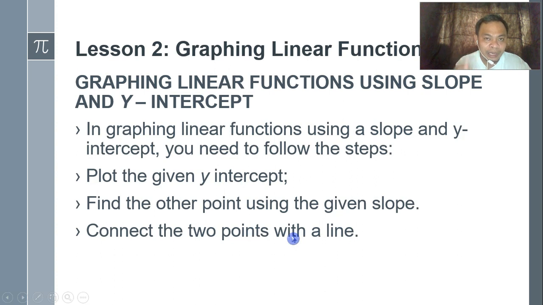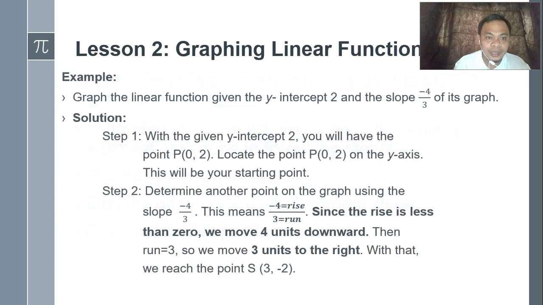So, medyo makaparehas lang ng konti doon sa ating kanina, yung using a slope and a point. Di ba? So, we have here the example. Okay? So, graph the linear function given the y-intercept 2. Okay? So, 2 po yung y-intercept natin. And the slope, negative 4 over 3 of this graph. Di ba? Yung negative 4, yan po yung rise. Yung positive 3, yan po yung ating run.